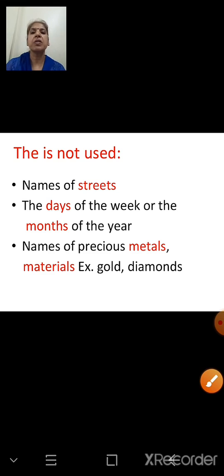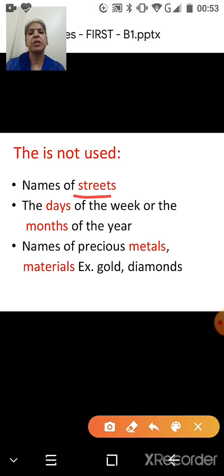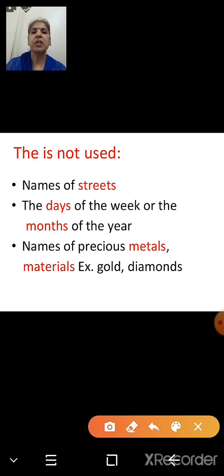The is not used with the names of streets. With the names of streets, the is not used. Like we say Veer Savarkar Marg, Mahatma Gandhi Road. The is not used with the days of the week. How many days of the week are there? There are 7. Which are they? Sunday, Monday, Tuesday, Wednesday. So the is not used with the days of the week. The is not used with the months of the year. January, February, March. The is not used with the names of metals, that is materials.